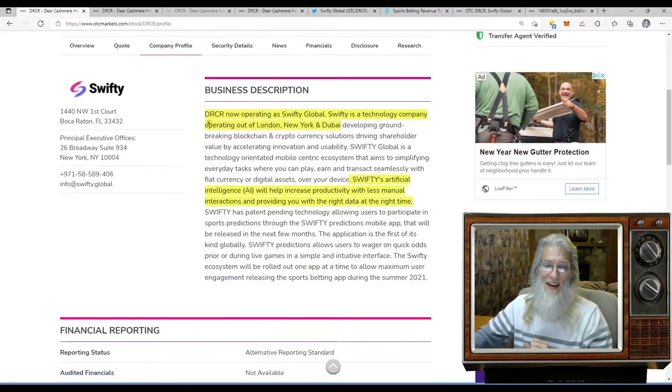Now they tell us that DRCR is now operating as Swifty Global. Swifty is a technology company operating out of London, New York, and Dubai. They develop groundbreaking blockchain and cryptocurrency solutions, which we're going to focus in on. Swifty's artificial intelligence is what makes their apps different. They increase productivity with less manual interactions and provide you with the right data at the right time.